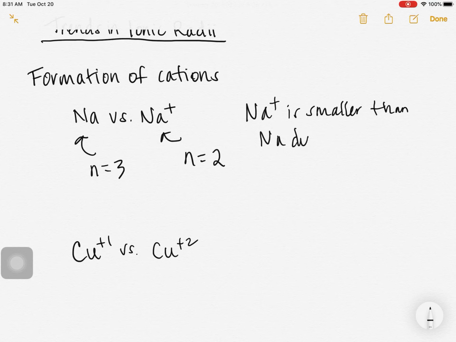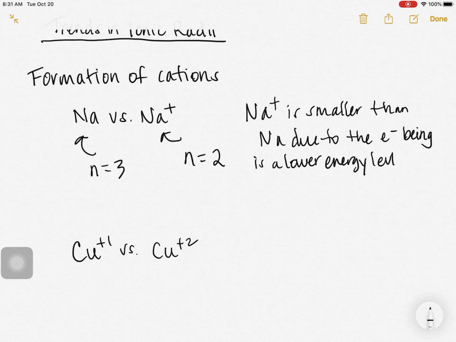Okay, so Na+ is smaller than Na due to the electrons being in a lower energy level, thus closer to the nucleus. And that will always work if the cation we're discussing has lost enough electrons to take it back an energy level. In this case, of course, we went from level 3 to level 2. If that's the case, then that explanation will work every single time.